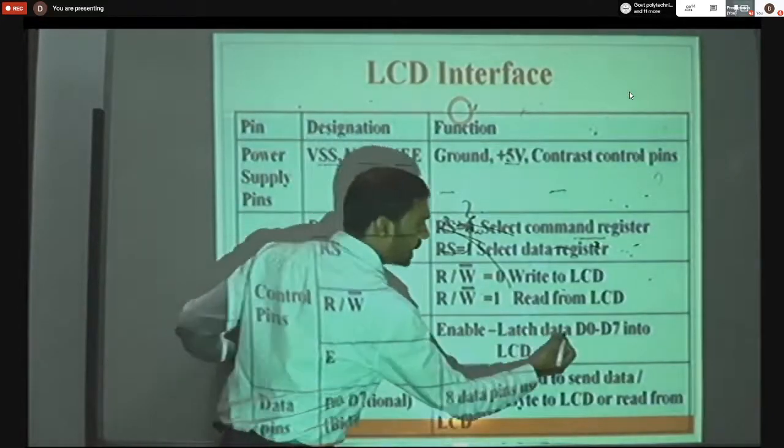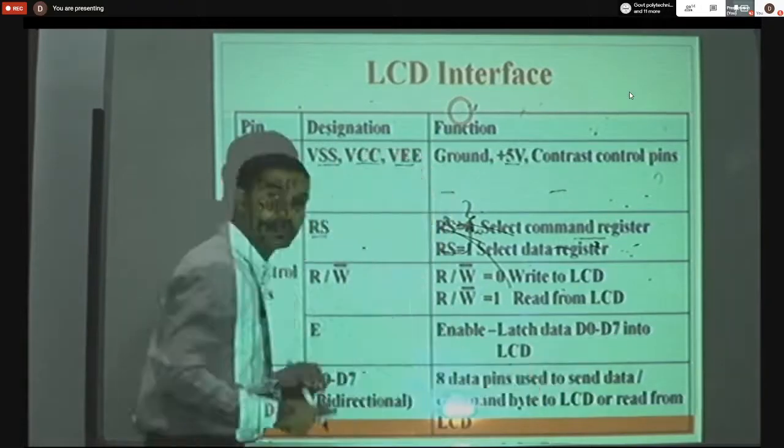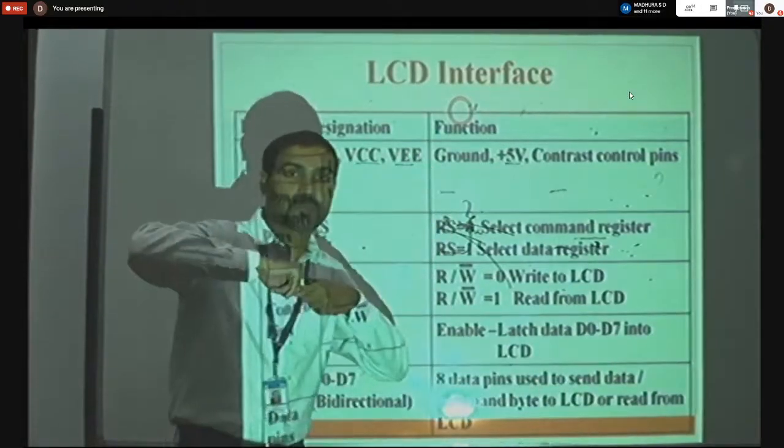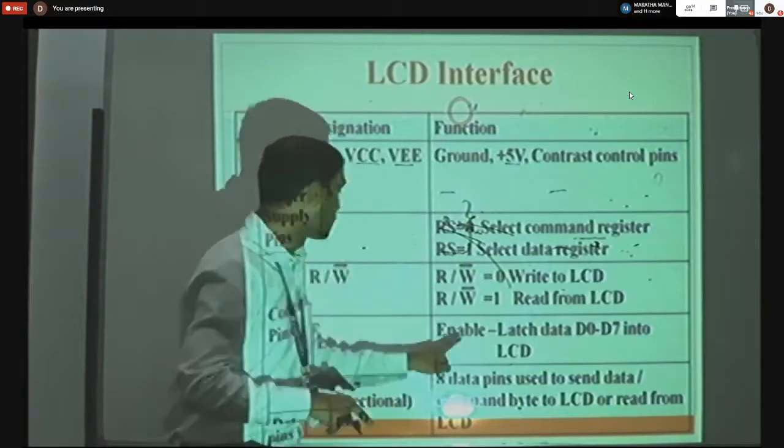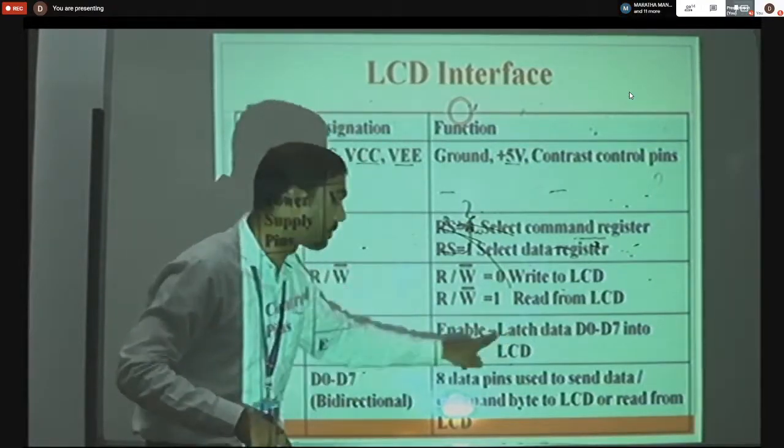Enable latches data D0 to D7 into the LCD. Latch is nothing but synchronize. The data inputs are synchronized with the LCD display. So that is called latching, and that will be performed by enable.